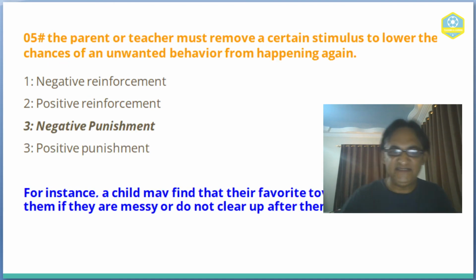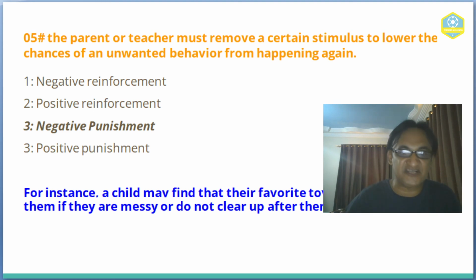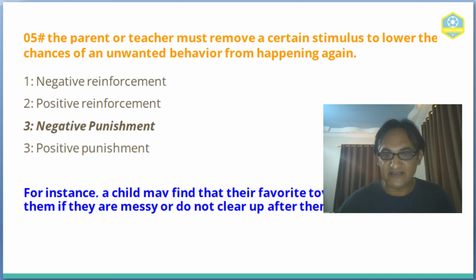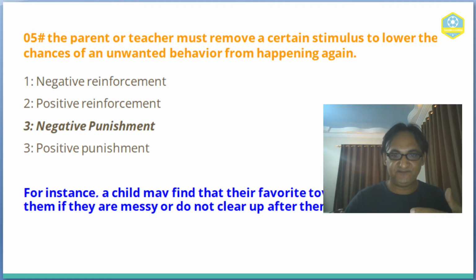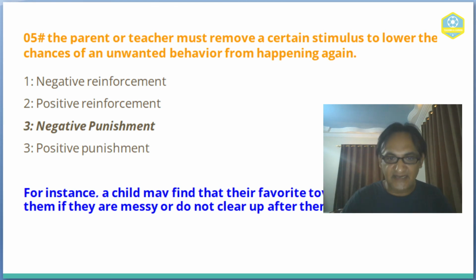Now the last one, number 5, negative punishment. A parent or teacher must remove a certain stimulus to lower the chances of unwanted behavior happening again. A child may find that their favorite toy is taken away if they are messy. If they make a mess, you will remove their favorite things. If you do not do your homework, you will remove these things. If you do not clean up your room, you will remove these things. So these are negative punishment.